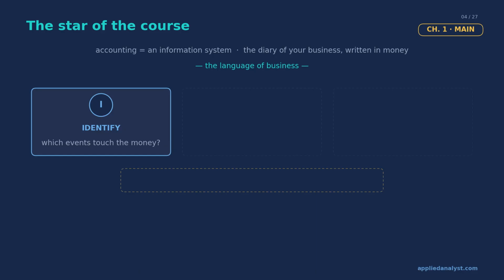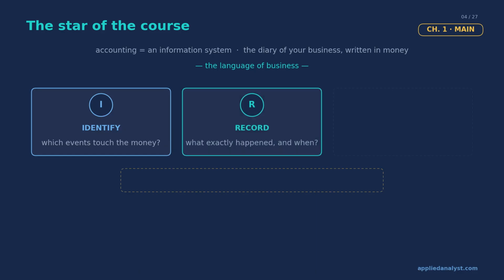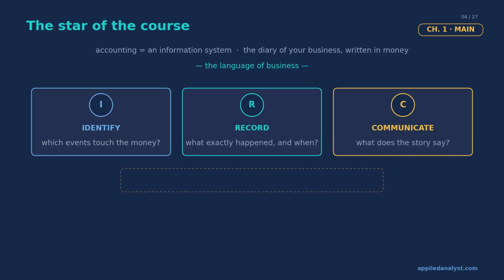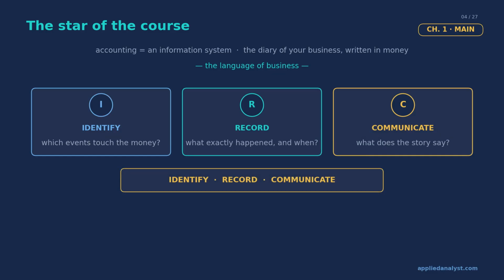It does 3 jobs, always in this order. It identifies the events that touch money, out of everything that happens in a day. It records every single one, a careful dated history. Then it communicates the story in reports and explains what they mean. Identify, record, communicate. I-R-C, 3 jobs. That's the whole subject, and everything else is detail.